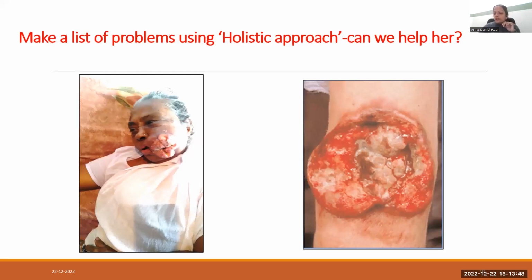Okay, so here we are going to take a few minutes to list the problems of the patients. These are two different patients. I have pictured them. On one, you can see that this old lady has a wound over the cheek. She had cancer of her oral buccal mucosa, and she developed this fungating wound.